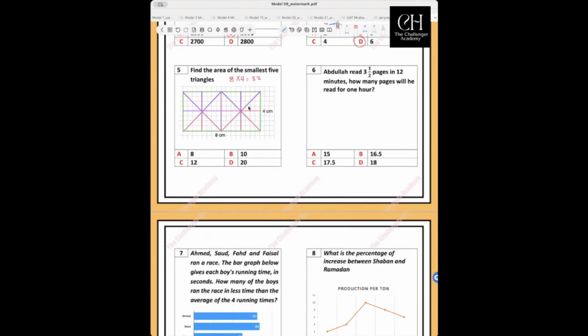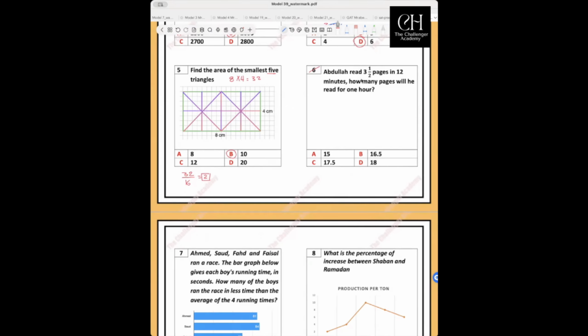Now we will count how many small triangles we have. 1, 2, 3, 4, 5, 6, 7, 8, and we have 8 also here. So we have 16 triangles. To find the area of each one, it will be 32 divided by 16. This is the area of each triangle, which equals 2. If you want to find the area of 5 small triangles, just multiply 2 times 5, which equals 10. The answer is B. Question 6.